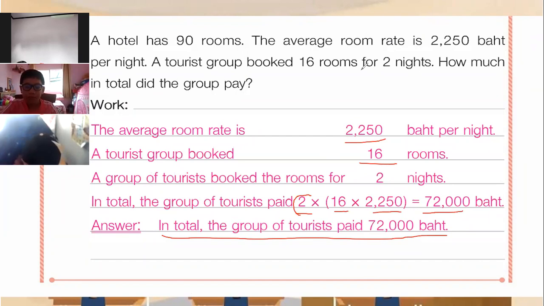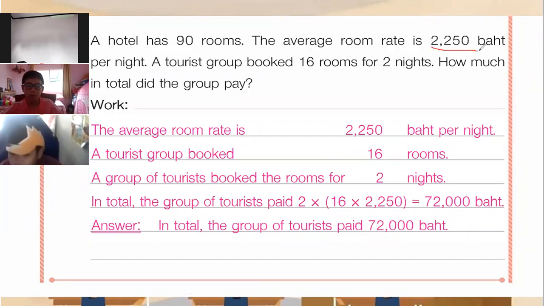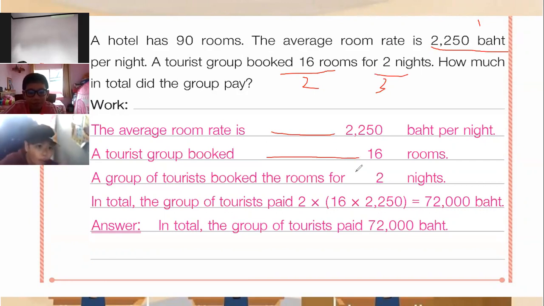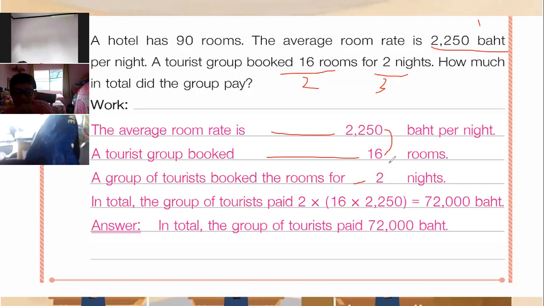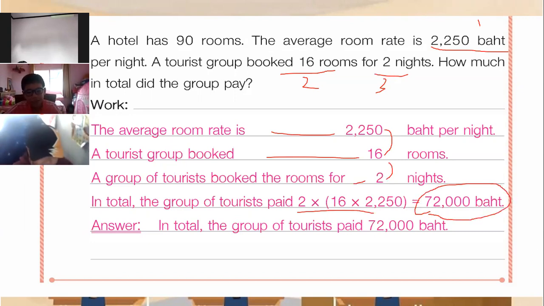Okay, students, just look at the information. It's very simple. The cost of the room per night is 2,250. And the group booked how many rooms? They booked 16 rooms. For how many nights? For two nights. So these are the three pieces of information given to us. So first, we have to clarify the problem. The average room cost is 2,250, the tourist group booked 16 rooms, and for two nights. So 2,250 multiplied by 16, and then multiplied by two, which means 72,000. So our answer is, in total, the group of tourists paid 72,000 baht.